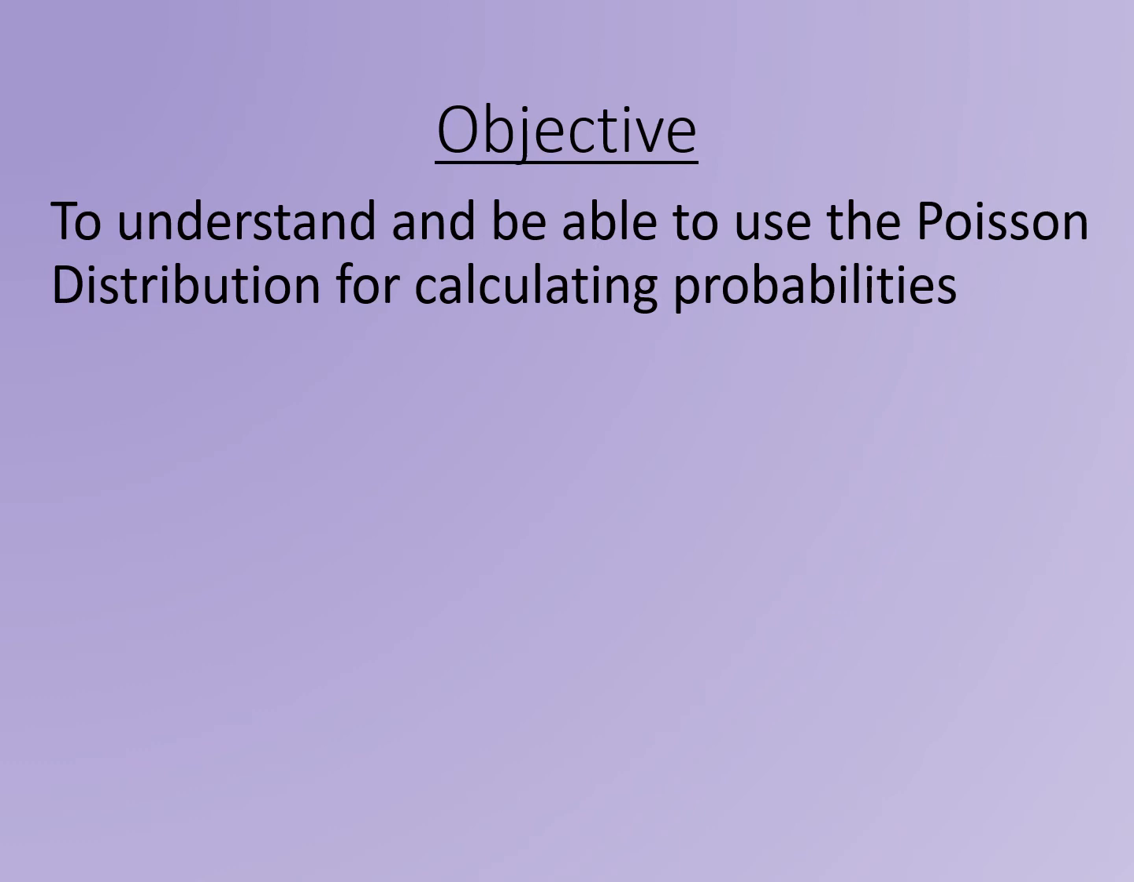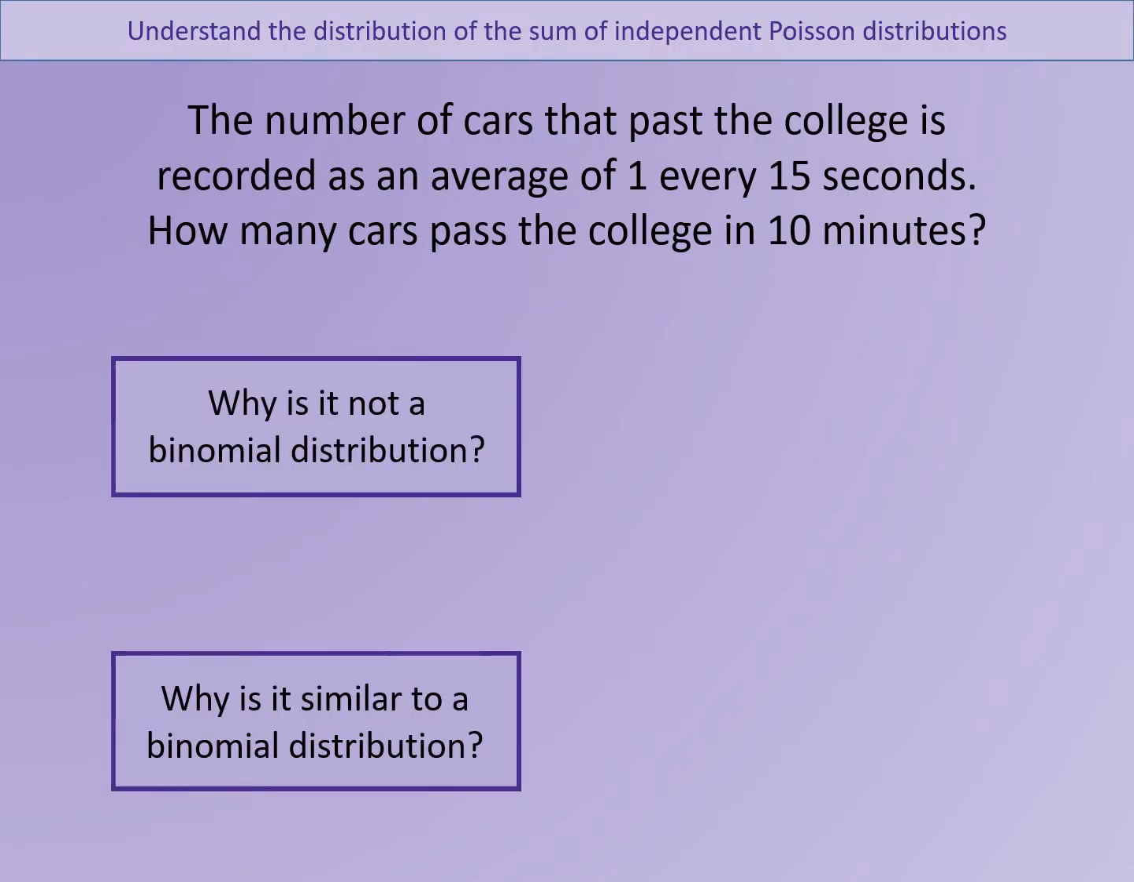In this section, we will introduce the Poisson distribution and look at how it can be used to calculate probabilities. Consider a situation in which the number of cars that pass a college is recorded and an average is found to be 1 car every 15 seconds. We want to use this to calculate how many cars would pass the college in 10 minutes.